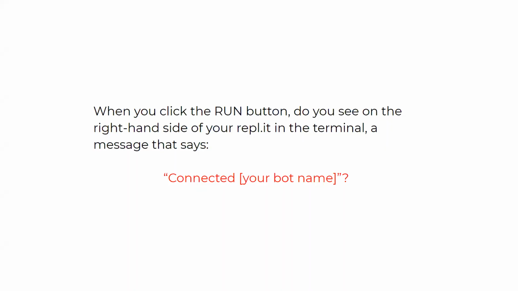Okay, we've reached another checkpoint. When you click the run button, do you see on the right-hand side of the Replit in the terminal a message that says connected and your bot's name? If you don't see this, or if you haven't got to this step, I would suggest looking at the quick start guide and copy that code over.